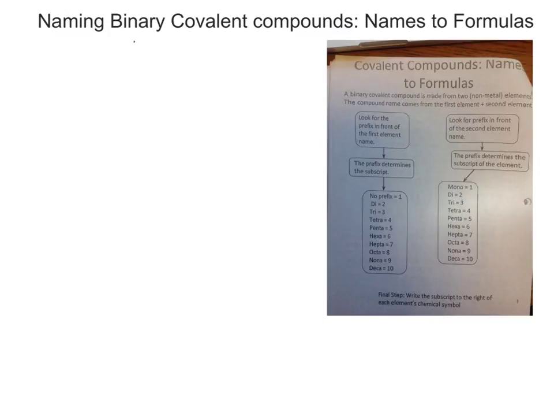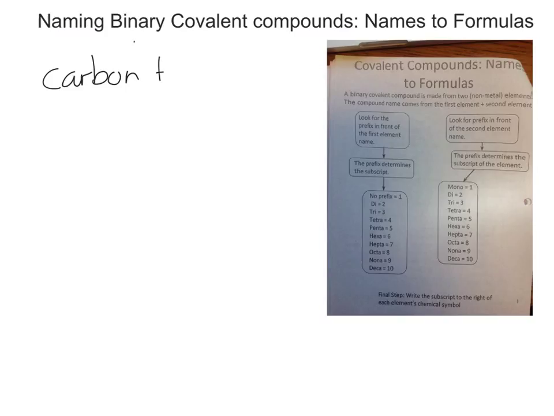Hopefully you recognize this flowchart as the one from your packet. If you look at it, you'll notice that it has all of the steps you want to take in order to turn a chemical name into a chemical formula. So let's go through this flowchart, and we'll use the example carbon tetrachloride.